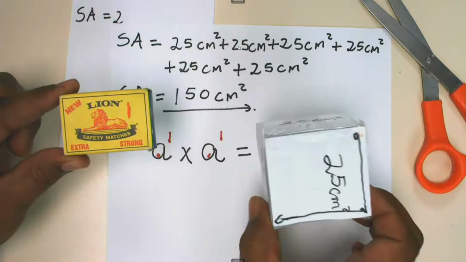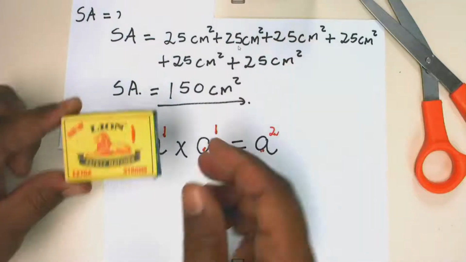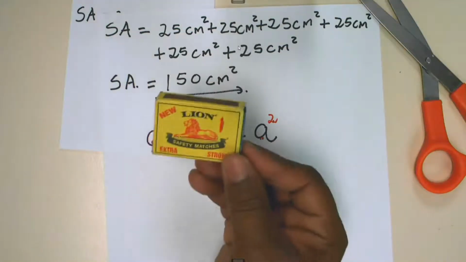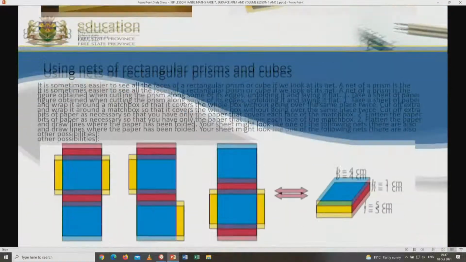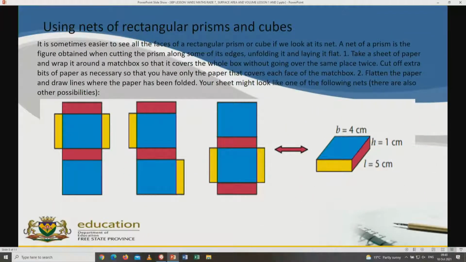But now we are done with a cube. Let us keep focus on a rectangular prism. I decided on this picture because I know for some reason all of us have come across this kind of an object in our lives. Now, let us look at the net of a rectangular prism.